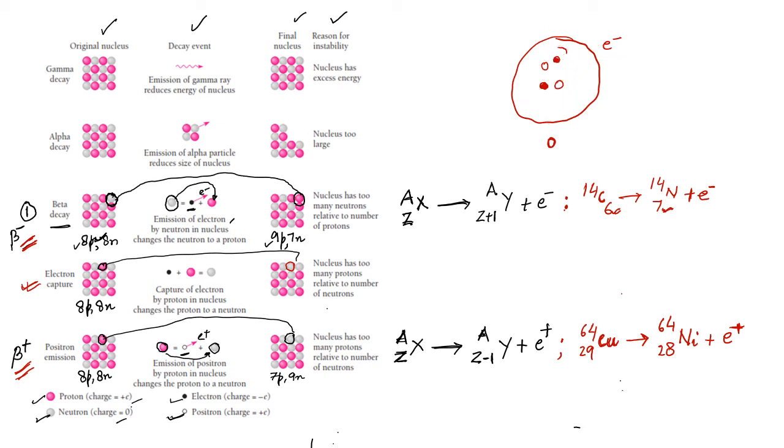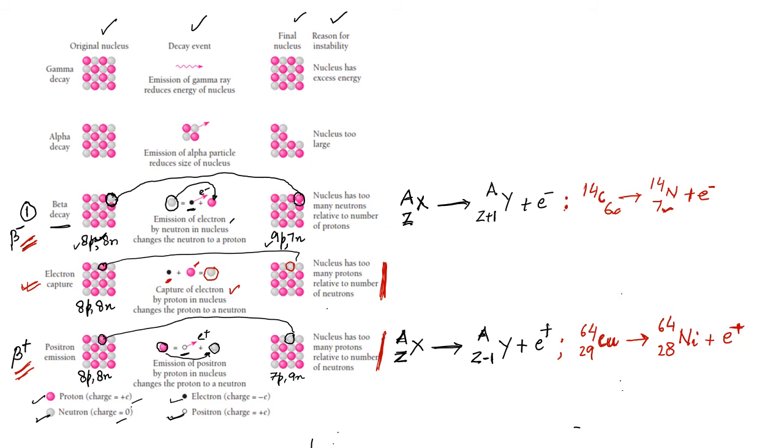So, as you can see, in electron capture, the capture of an electron by a proton in the nucleus changes the proton to a neutron. This also happens when the system has too many protons relative to the number of nucleons. As you can see, the same argument applies, because positron emission, or beta plus emission, actually competes with electron capture.